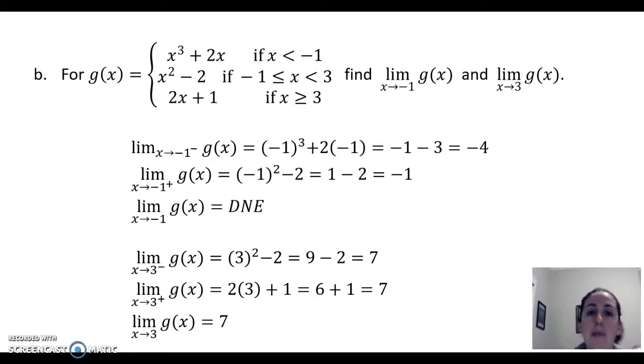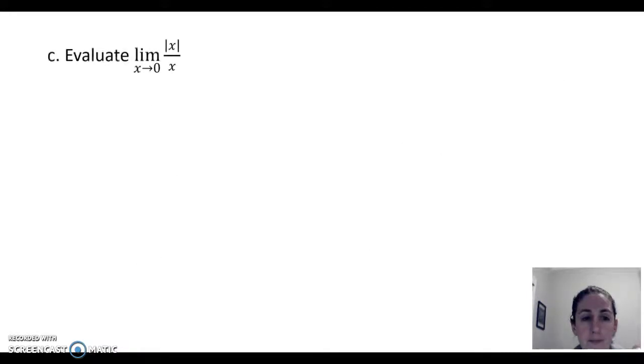All right, one more example to finish up calculating limits using the limit laws. Let's evaluate the limit as x approaches 0 of the absolute value of x over x. Let's talk about the absolute value of x. The absolute value of x is the distance from 0.